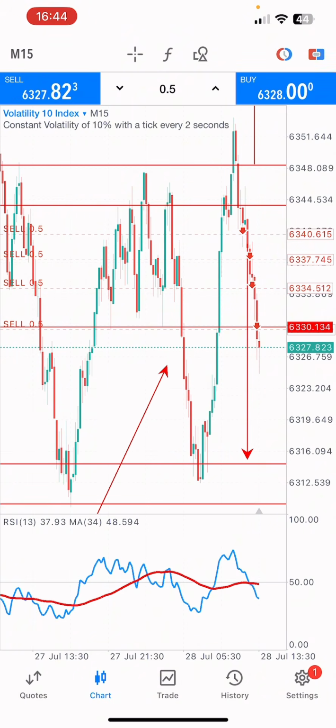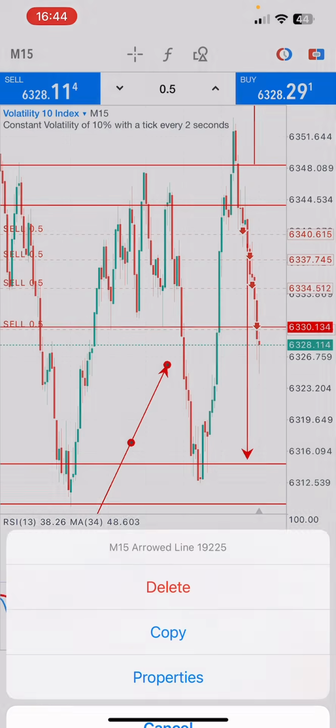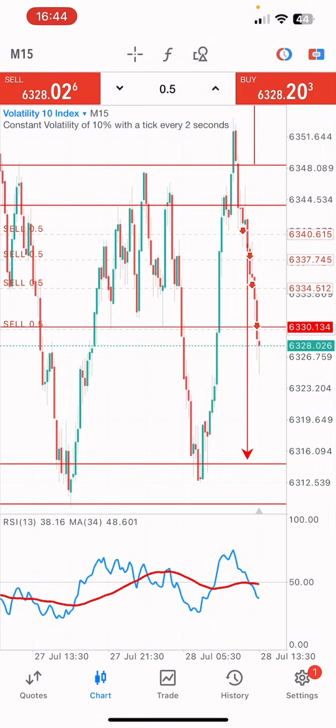You can basically see from our technical indicators here as well. There is a crossover here. The RSI, which is the blue indicator, crossed over as well.